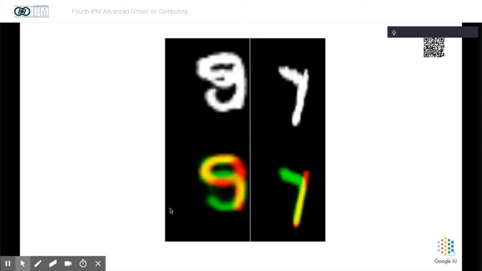At the top left, we see an image of overlaid 9 and 5. At the top right, it's a 7 and a 1. The reconstructions at the bottom are from the 16-dimensional coordinate frame.